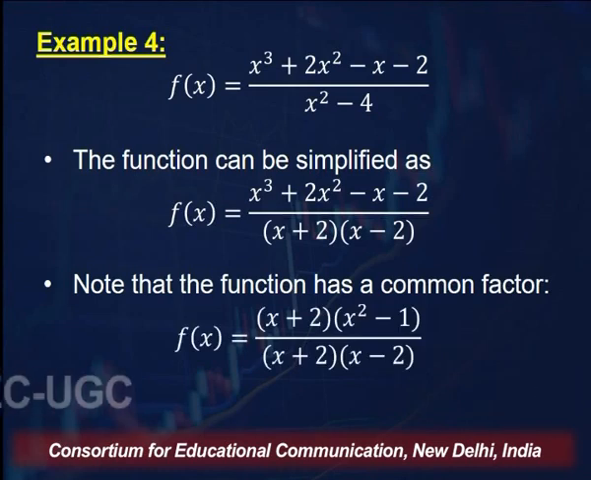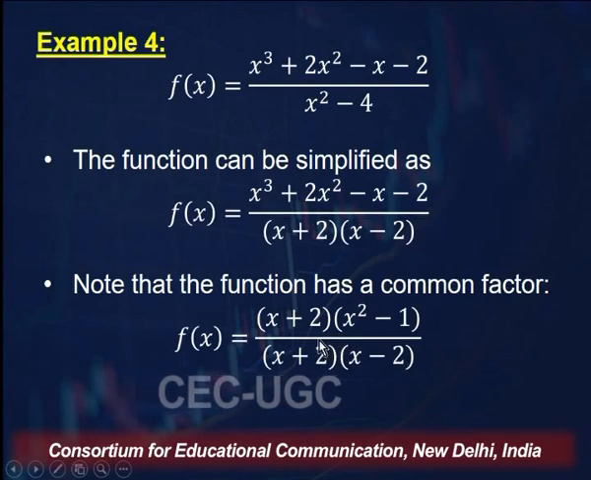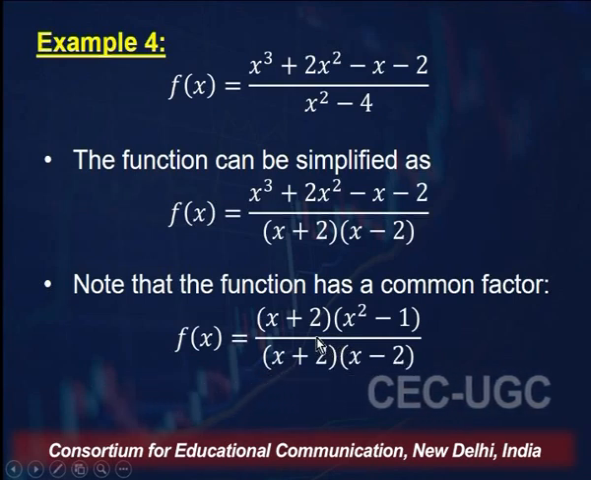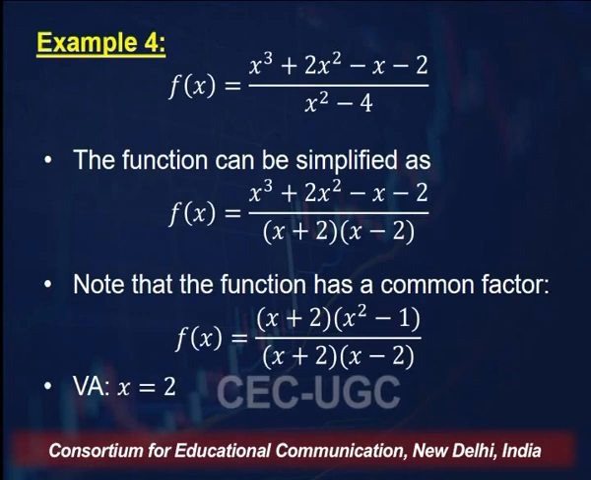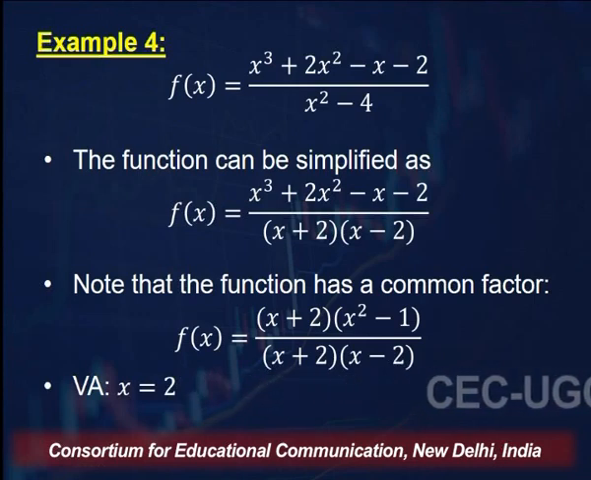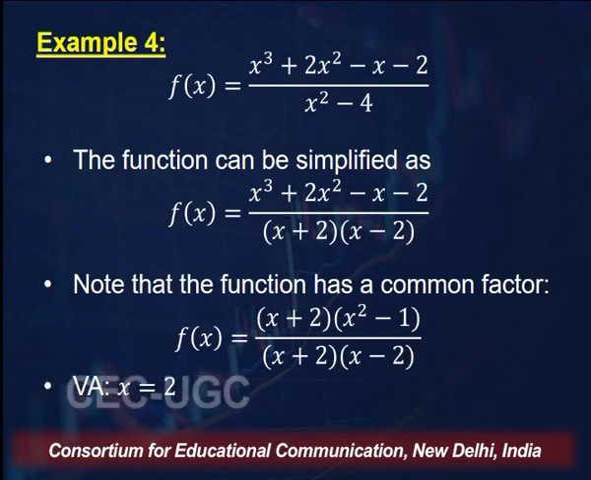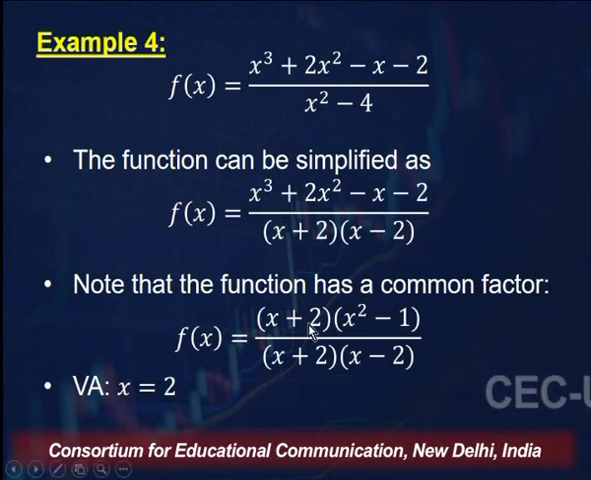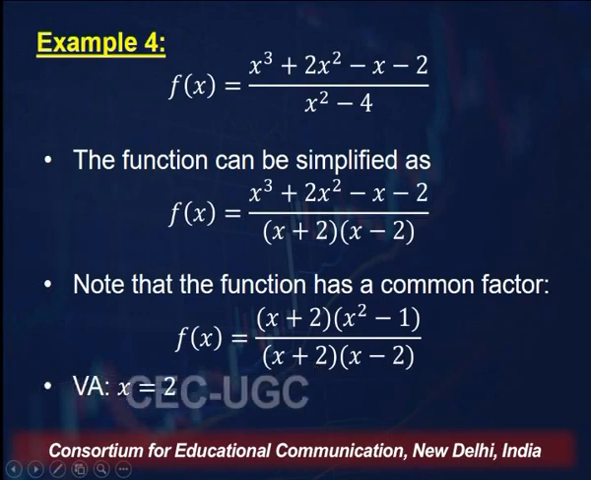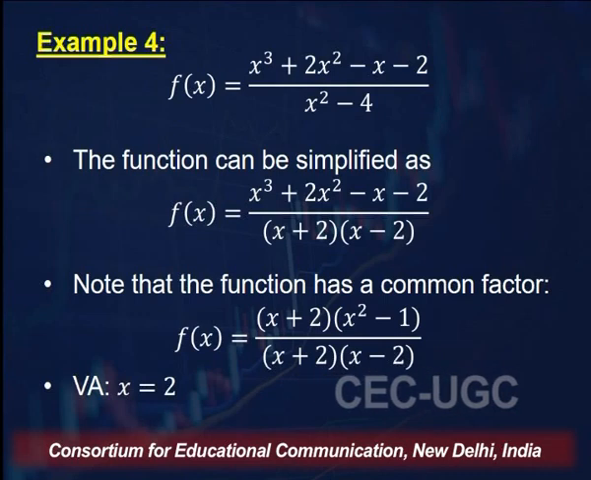In the numerator, this function has a common factor, and you can write the numerator as x plus 2 times x squared minus 1. And you can always cancel out this common factor. Now, what does it mean when there is a common factor? If you take x equal to minus 2 here, this fraction will collapse to 0 by 0. Basically, the limit expression here is an indeterminate form of the form 0 by 0.